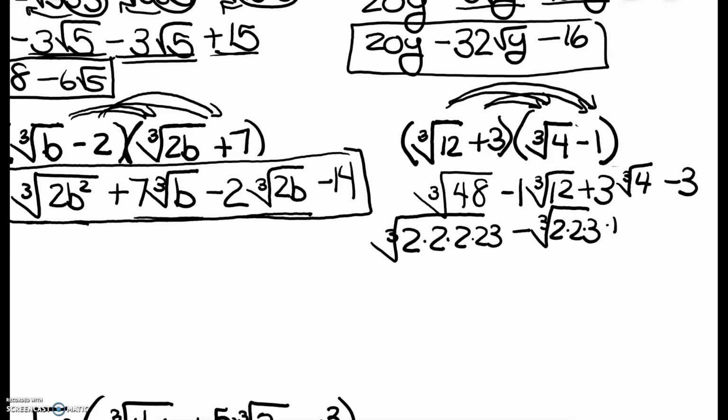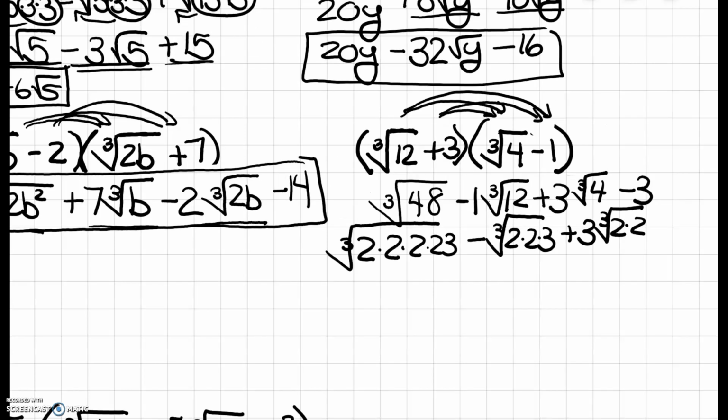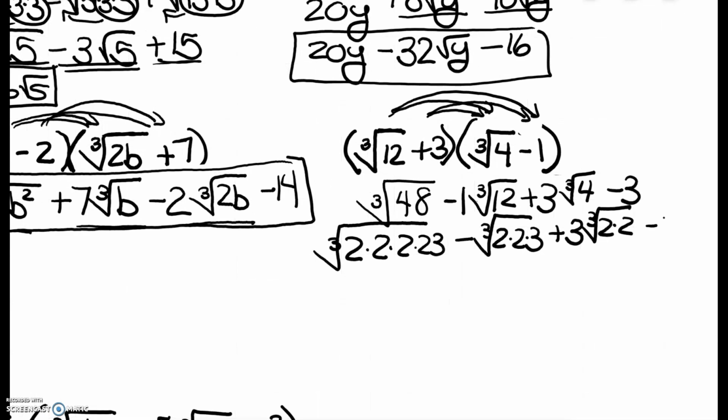How do I reduce 4? 4 is 2 times 2, and then my minus 3 goes out here. All right, so I can't reduce this one because there's no group of 3, and I'm looking for groups of 3. I can't reduce this one because there's no groups of 3.